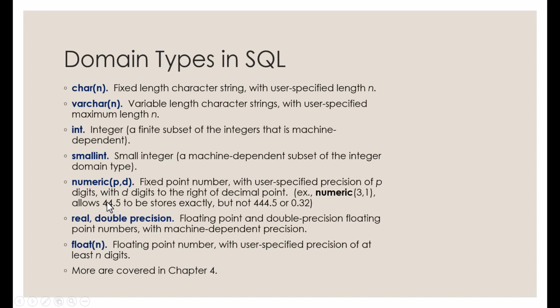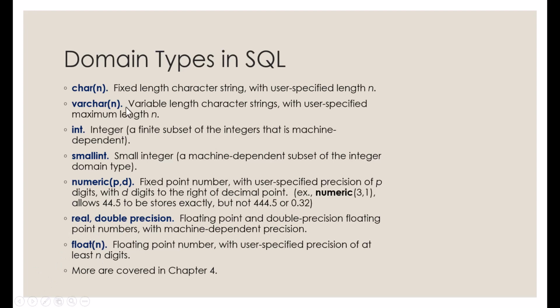So here we see that 44.5 is allowed because it has a total of 3 numbers, 4, 4, and 5, and it's showing exactly 1 number after the decimal point. This one would not be allowed because it has 4 numbers, not 3, right? So because of that, this would not show. And then we have 0.32. It's showing 2 numbers after the decimal point, which we only allow up to 1. So that's also not correct. We also have real, double precision, and floating number. You can also specify the precision, at least n digits.